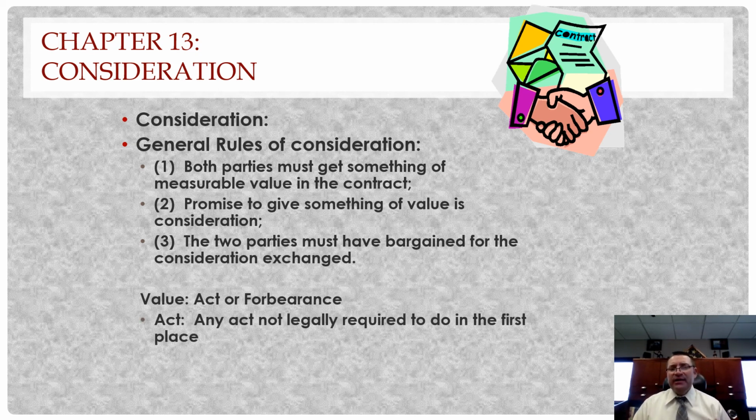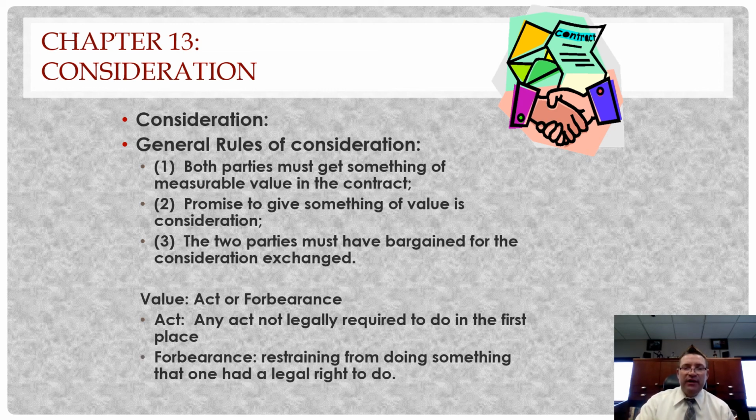Right? Act is any act legally required to do in the first place, and forbearing the doing of that. Not legally required, but legally can do it is probably the better way of saying it. Forbearance is refraining from doing something that one had a legal right to do in the first place. So act is any act that you're not legally required to do in the first place, because if you were legally required to do it, then they're really not giving any consideration because you had to do it anyways.